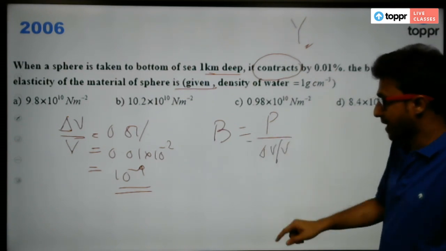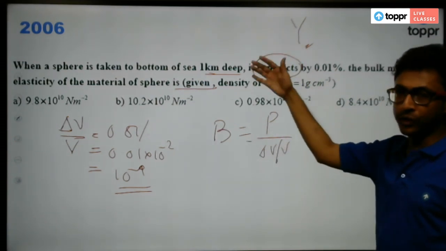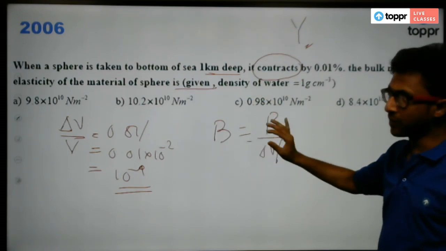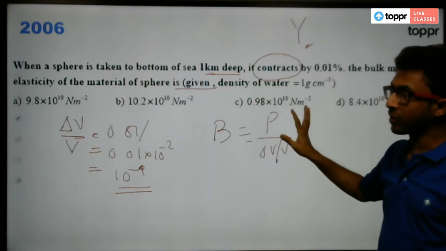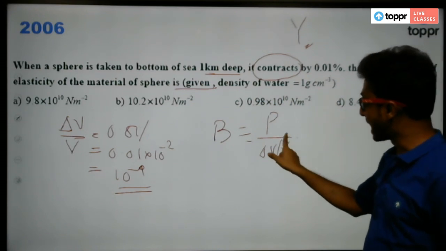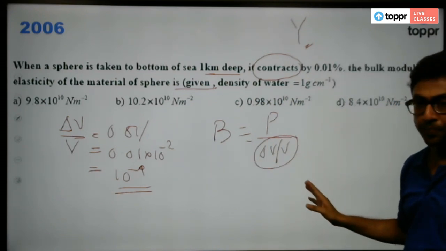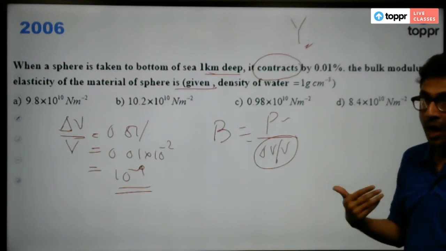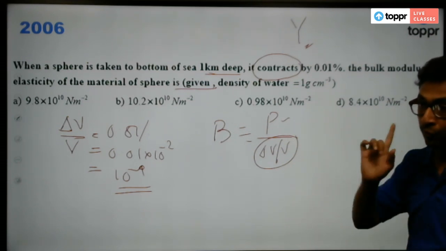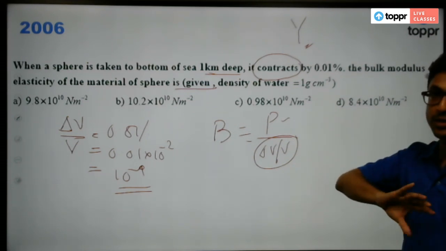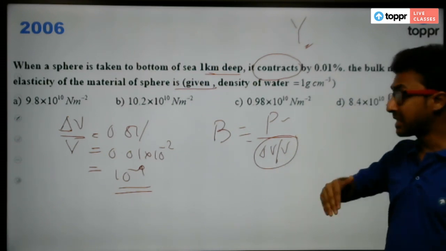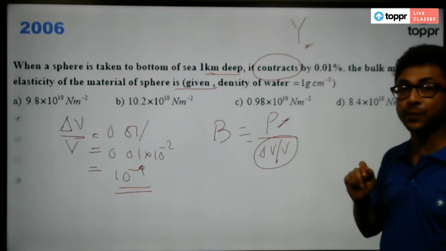Only one thing: when pressure increases, volume decreases, contracts, so there is a negative sign. But for the time being, we are not considering any negative sign. We are just trying to find the numerical value. Now del V by V we have already found, so we have to find the pressure. How will we find the pressure? Yes, we are moving from mechanical properties of solids to mechanical properties of liquids, that is, we are trying to find the liquid pressure.